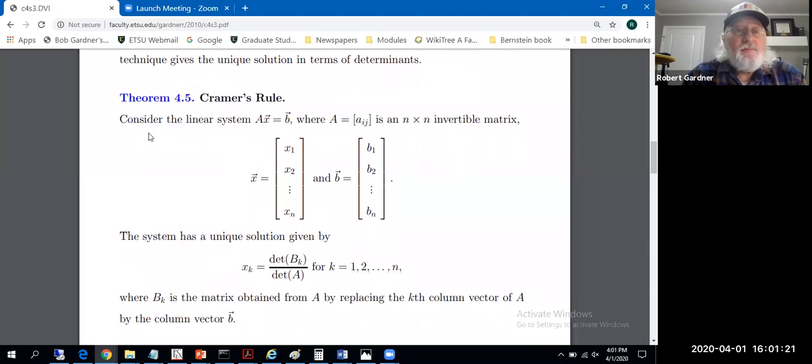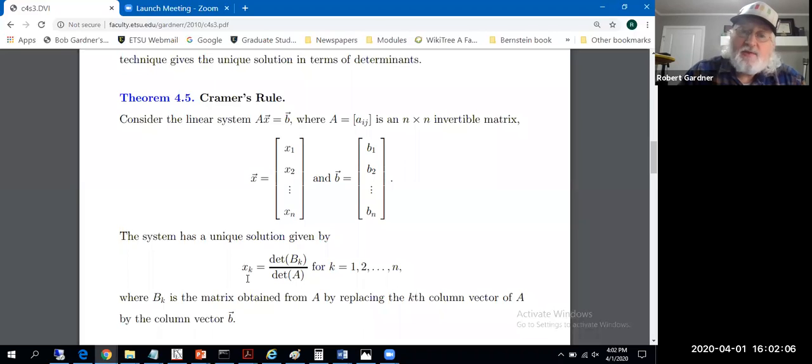Cramer's rule claims, consider we have a linear system, Ax equals b, where coefficient matrix A, with the usual entries a sub i,j, is an n by n invertible matrix. That assumes the determinant of A is non-zero. Good thing, we're going to be dividing by it downstairs. Let vector x have the usual components. Let vector b have the usual components. The claim is the system has a unique solution, and it is given by x sub k equals the determinant of matrix B sub k divided by the determinant of matrix A, for k equals 1 through n.